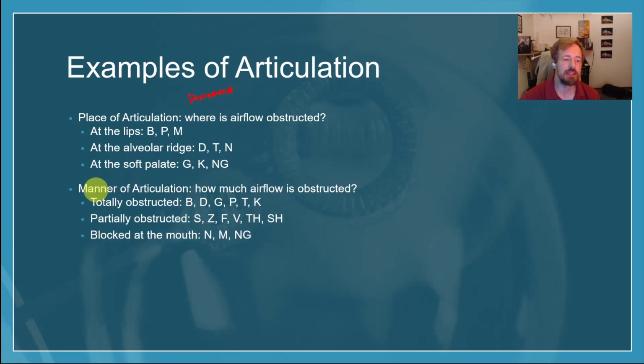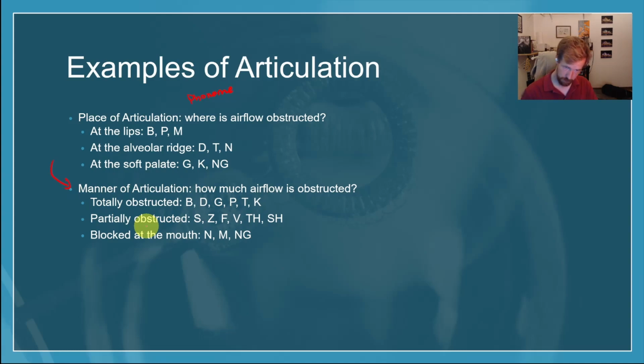Then the second question is, well, what about the manner of articulation? How much airflow is actually being obstructed? It could be like for B, where you have it totally obstructed. Whenever you sound out a B, your lips are totally closing your mouth. D, whenever you're doing that, you can feel the air stop whenever you're pronouncing D. G, like we were saying before, you can feel it stopping there. Let's look at the others.